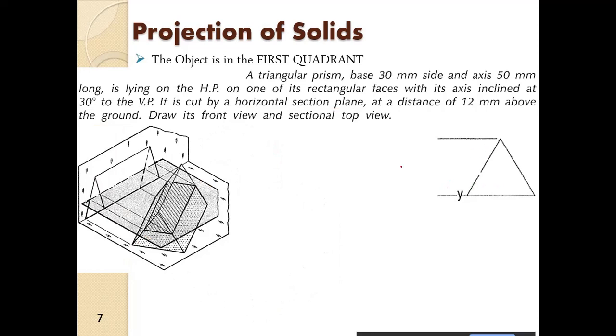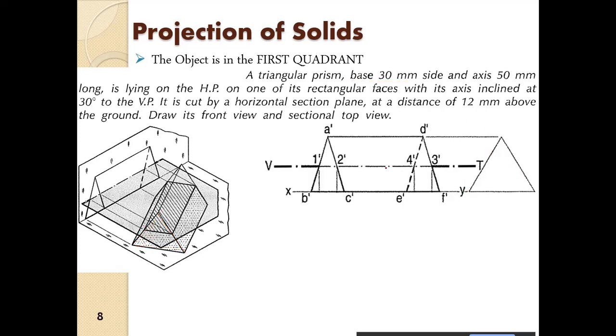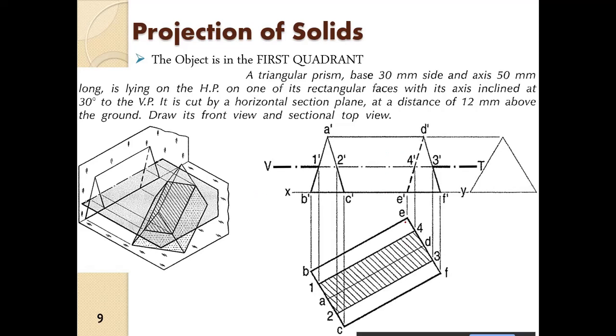So what we do, we start with the face of the prism. That prism face is used to get the height of the prism. Because a 30 mm base is given, we draw a 30 mm base, and this is 30 mm and this is 30 mm. We get the height of the prism, then we draw the prism here, inclined at 30°.